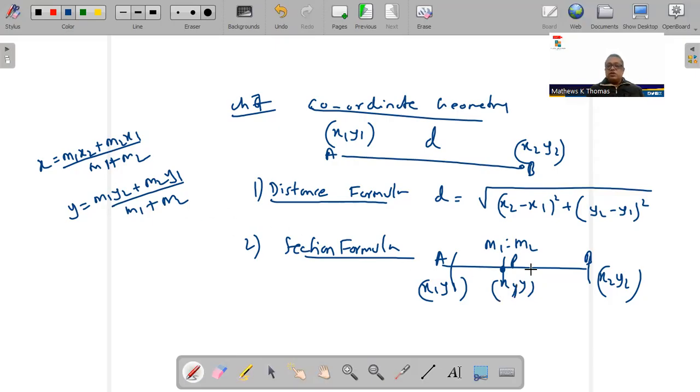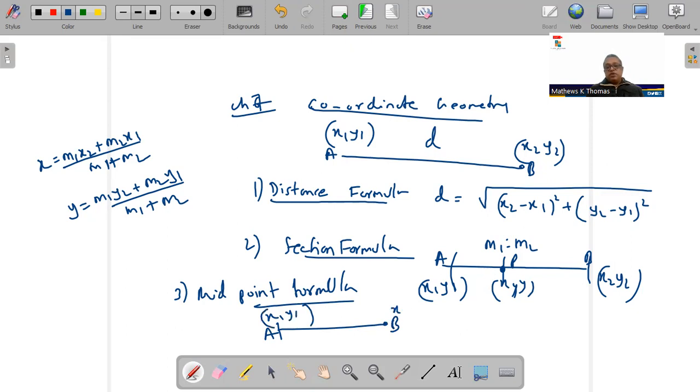So you are going to get the coordinates x and y whenever this ratio is given 2:3, 3:4, 1:2, and so on. So this is section formula. Third is midpoint formula used to find midpoint coordinates. It's actually derived from this only. So if you are having A and B, coordinates of A is x1, y1, coordinates of B is x2, y2. If I want to find out what is the coordinate of midpoint, I just have to use x is x1 plus x2 by 2 and y is y1 plus y2 by 2.